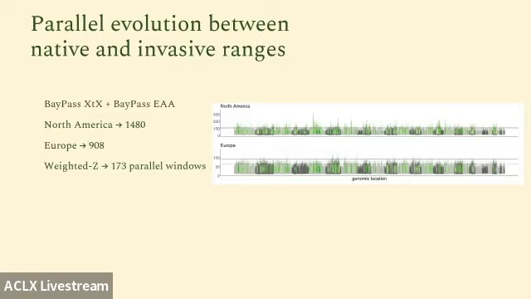It makes sense that there were fewer in Europe because it's newer there and it's been in America for ages and is probably more adapted there. But we found that using this weighted Z analysis, 173 of these windows were actually parallel outliers. So that's really cool. We found these signatures of parallel adaptation throughout the genome.